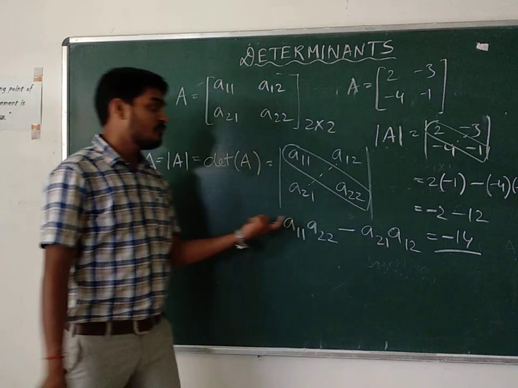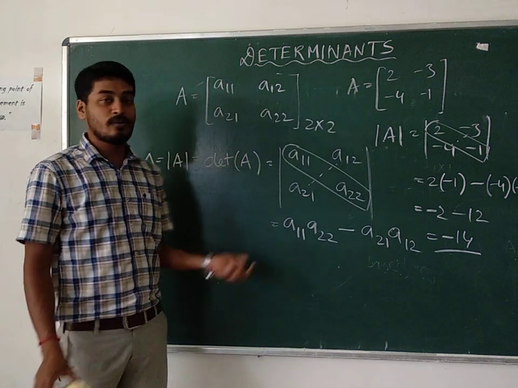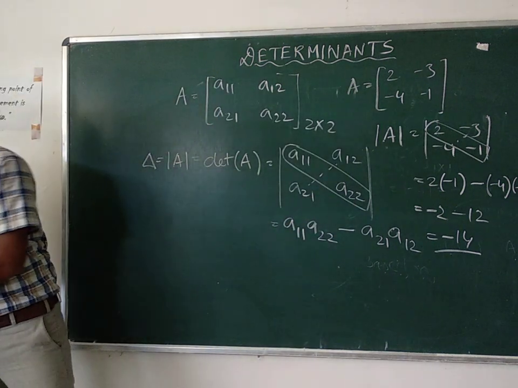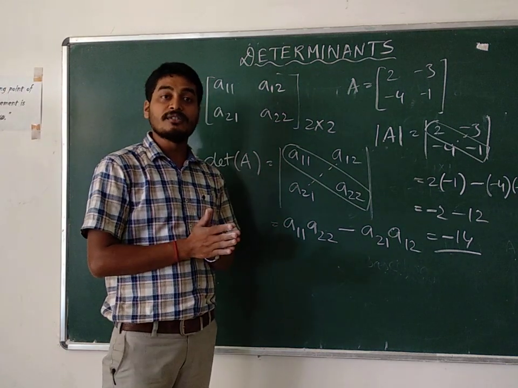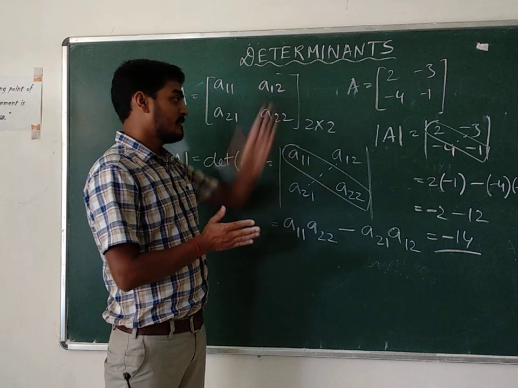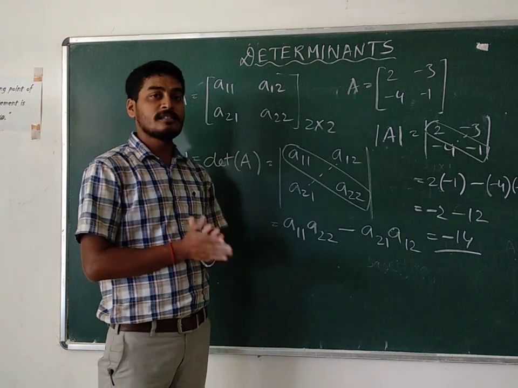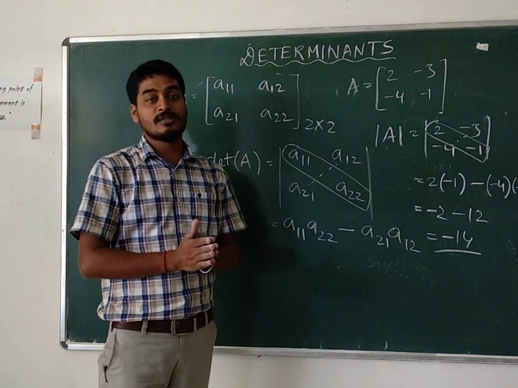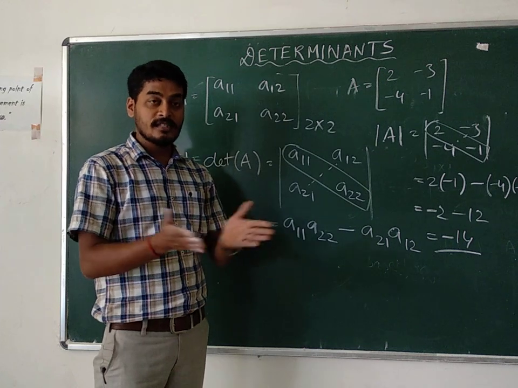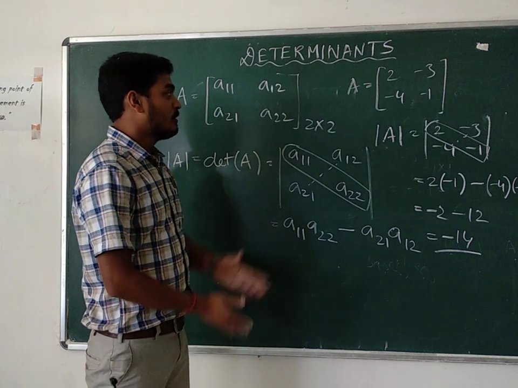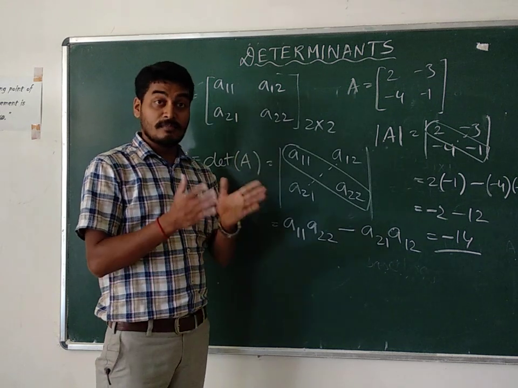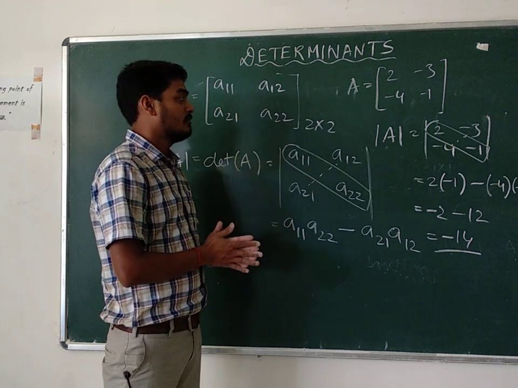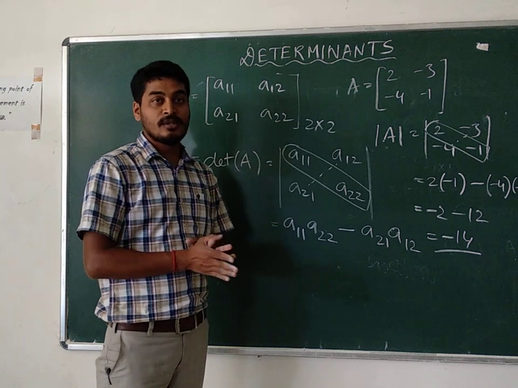So in this way, we can easily find the determinant of a square matrix of order 1 by 1 and 2 by 2. In the next video, I will explain how to find the determinant of a 3 by 3 matrix. Let me recall once again: a determinant is a number associated with a square matrix. You can say that it is a function also. Already you have got how to find the determinant of a 1 by 1 matrix, which is the number itself, and of a square matrix of order 2 by 2. I hope you have got my point.